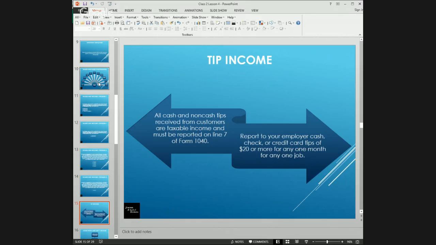So if you have a position where you do receive tips, if your tip total is more than $20 in any given month, you are supposed to provide that information to your employer. Your employer should then be keeping track of that, and that number would appear along with the rest of your compensation in box 1. In the event that you had a month or two where the tip total is less than $20, you would not be required to report that to your employer, but you would still be required to add that into the line 7 amount on your 1040.